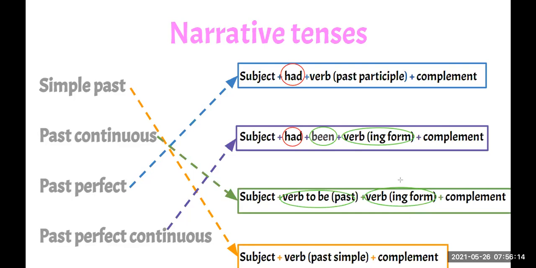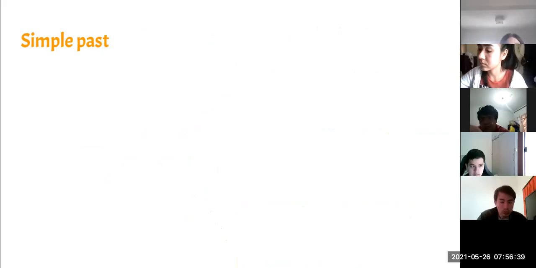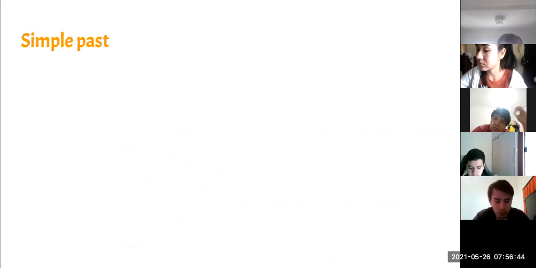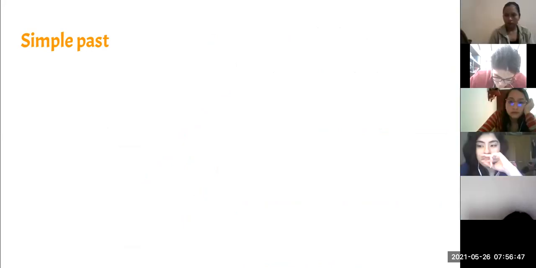Okay, so now we are going to check when we use all these tenses. How do we use them? I want you to pay attention and take notes. Then I'm going to ask you some questions, okay? So let's check. We are going to start with the simple past. When do we use the simple past? What do you remember about this? Because this is something that you have already learned, right? When do you use the simple past?